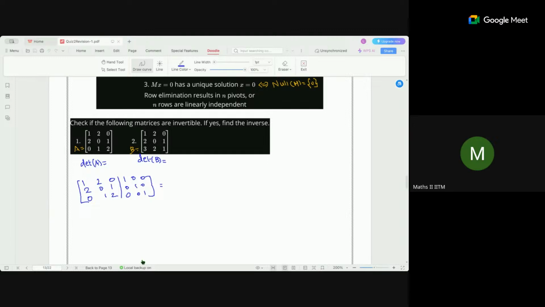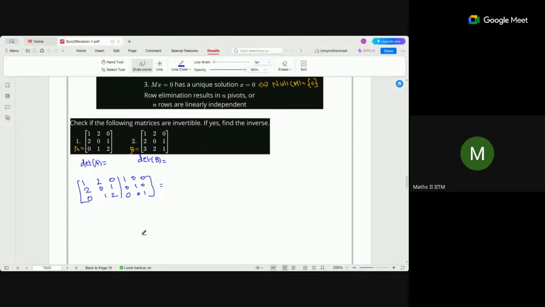Did you find the determinant? What is the determinant of A? 7. I don't know whether your answer is correct. What about the others? Did anyone else also try the determinant? Minus 9 maybe.